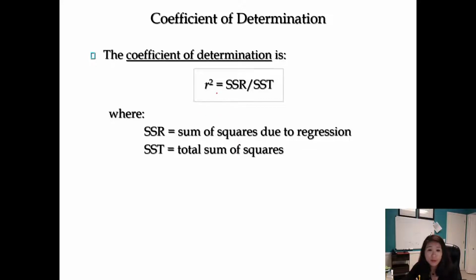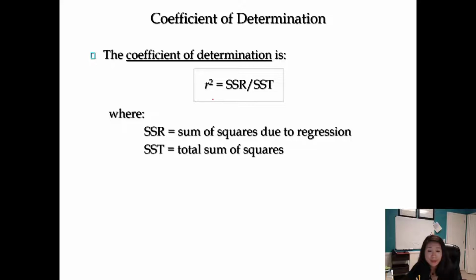This R square we use to check the goodness of fit, and also to measure the quality of the sample model. So the larger the value is, the better. After you obtain the R square, how should you interpret it?